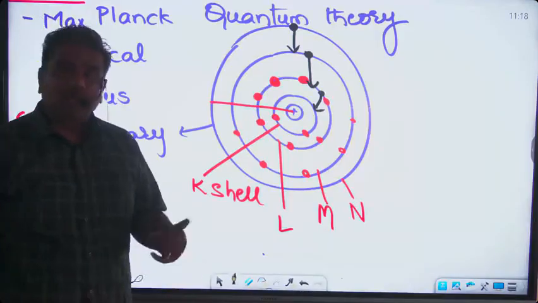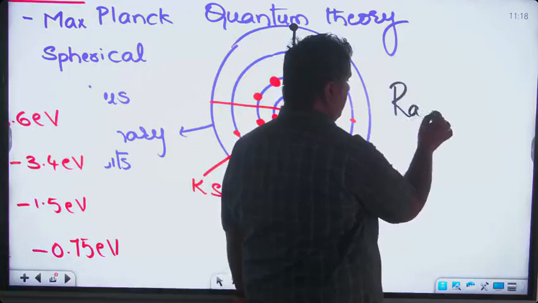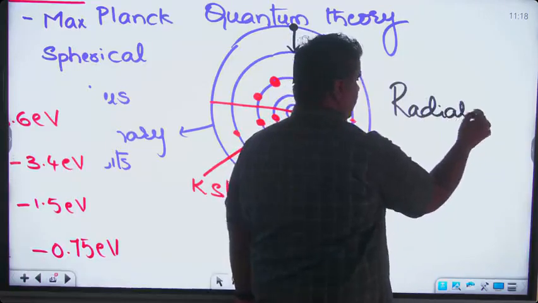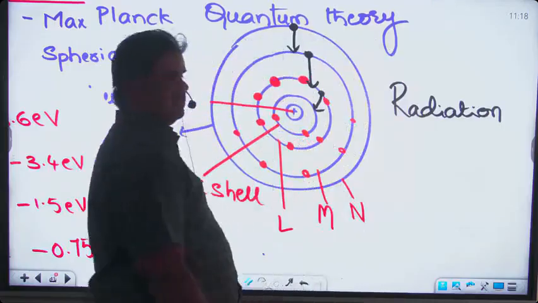The energy is always in the form of radiation. Don't write this, I'll tell you what to write. Energy is always in the form of radiation.